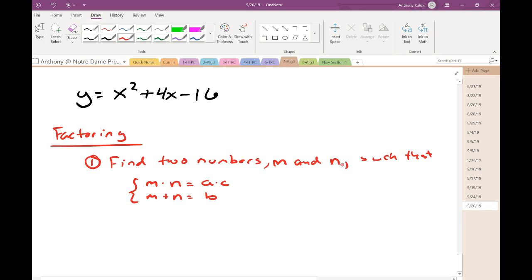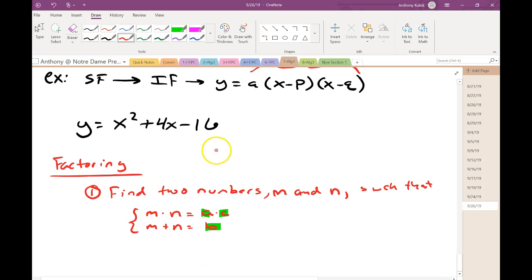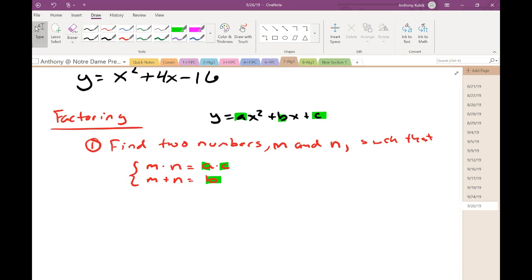So, first step is we need to find two numbers. I'm going to refer to those numbers as m and n, such that m times n is equal to a times c, and m plus n is equal to b. So when I say a, b, and c, what am I referring to here? I'm referring to the coefficients in our standard form equation. Everybody okay with that?